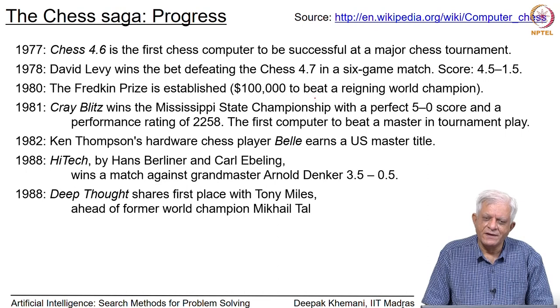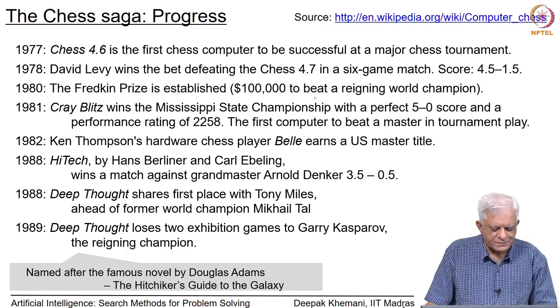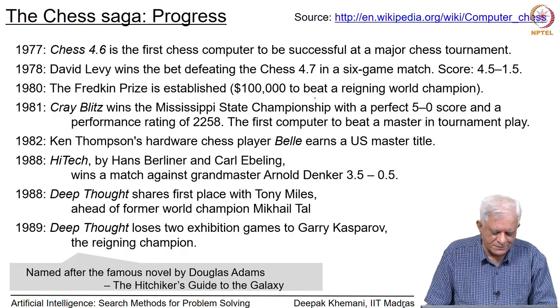So, people started developing special purpose hardware to play chess. For example, if you have 64 processors, then you can imagine that you can speed up things quite a bit. A program called High Tech by Hans Berliner and Carl Ebeling won a match against Grandmaster Denker 3.5 to 0.5. So, it won 3 games and drew 1 game in a 4 game match. Deep Thought shared the first prize with Tony Miles, who was a grandmaster, ahead of the former world champion Mikhail Tal.